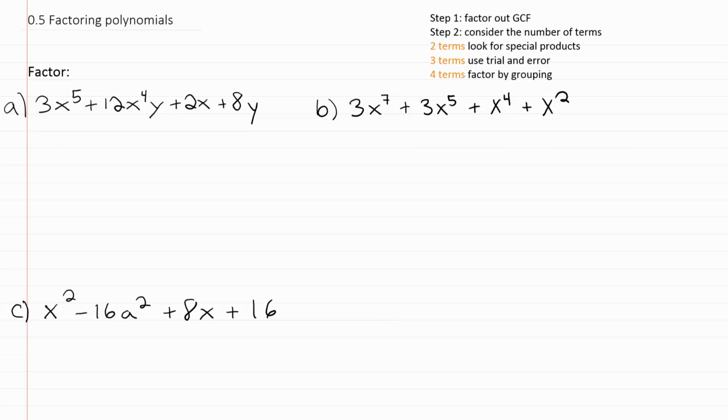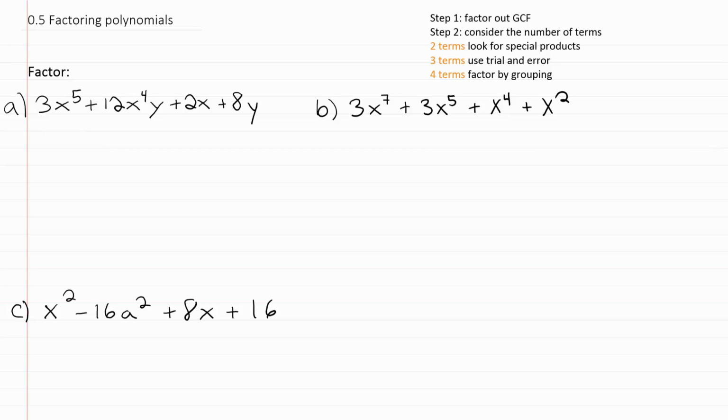Well, let's just take a look at this last term here, this 8y. The 8y doesn't have anything in common with the 3x to the fifth. So that eliminates any chance of having a greatest common factor. All right, so once we know that there's no GCF, then we're going to look at the number of terms, and we can see that this polynomial has 4 terms.